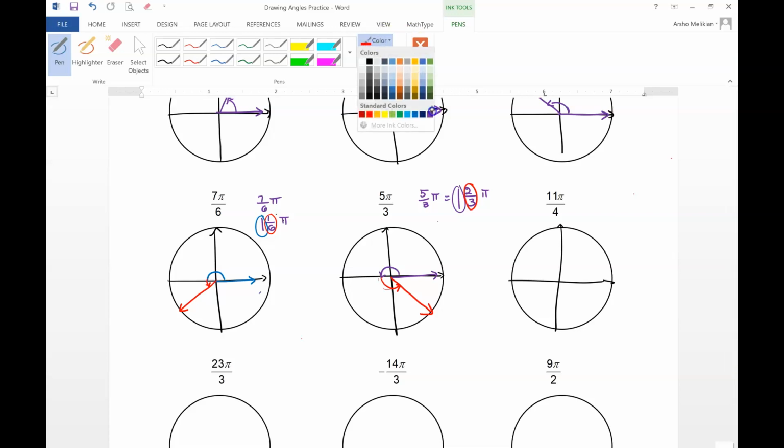All right, how much is 11 pi over 4? 11 over 4 pi, 2 3/4 pi. So, this is my 2 pi. Is that right? Now I need another 3/4 pi. Half a pi, 3/4 of a pi, right there.